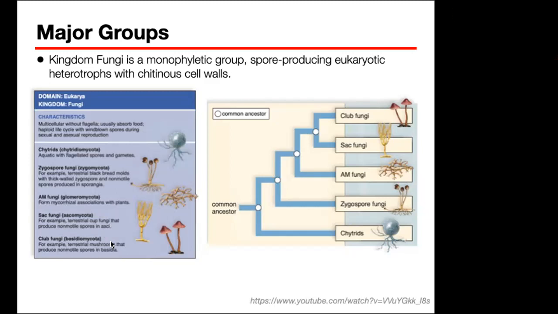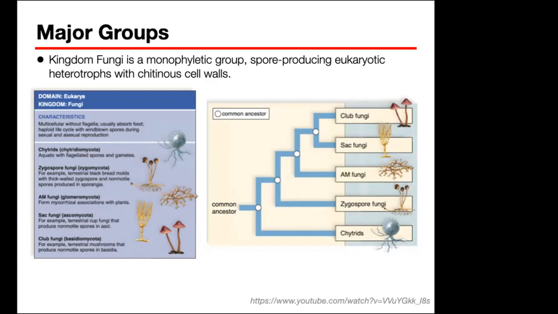And of course, the most common example when we talk about fungi will be our basidiomycetes, or basidiomycota. For example, our terrestrial fungi that produce non-motile spores, but in basidia. Unlike the cup, it has a club-like shape here. Okay? So this is what we will discuss for this video recording.